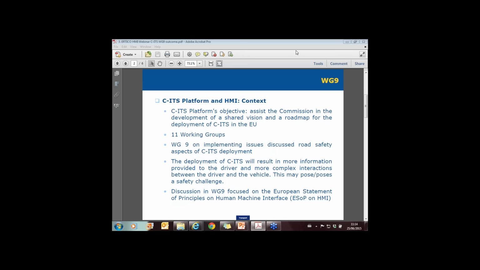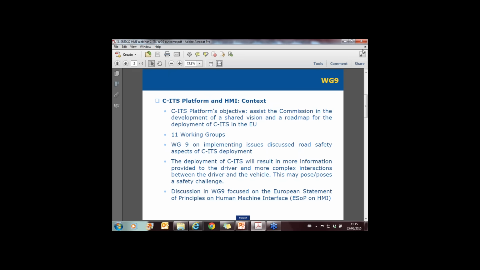Very briefly, the Cooperative Intelligent Transport Systems platform has been organized by the Commission to bring together stakeholders in all fields of action to try to establish a common vision and a roadmap for the deployment of ITS in the European Union. And the work of this platform will be developed till the end of the year. It started in 2014. It will cover this year.